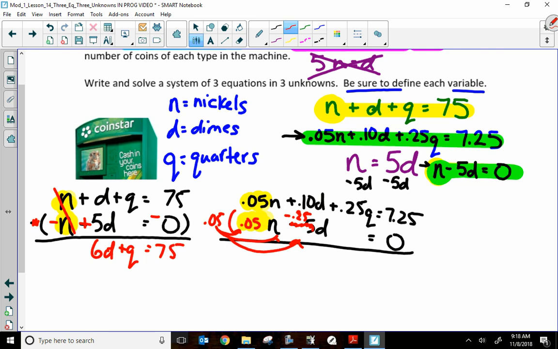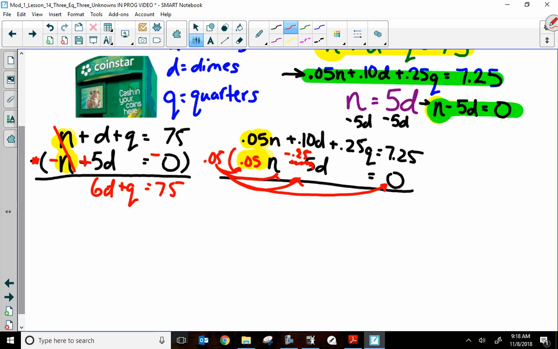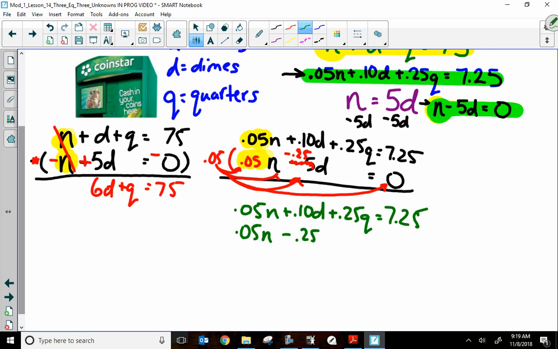All right, there's no q. And of course, another reason I picked this is because 0 times anything remains 0. So let me rewrite this nice. 0.05n plus 0.10d plus 0.25q equals 7.25. Wow. Now we have 0.05n minus 0.25d, no q's, equals 0.